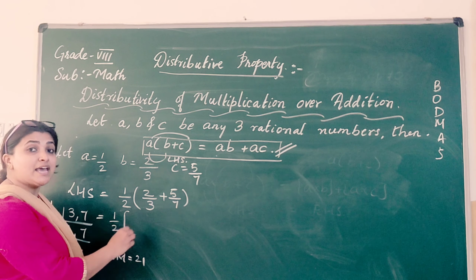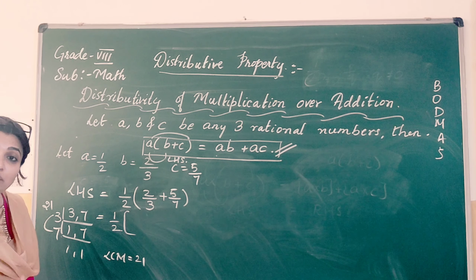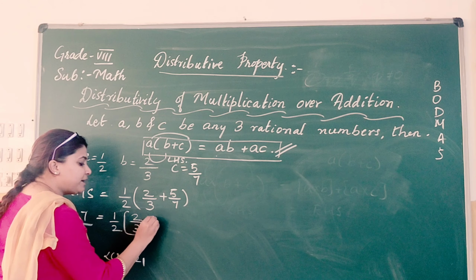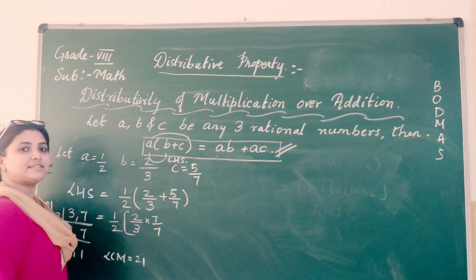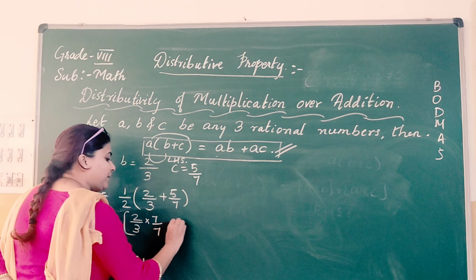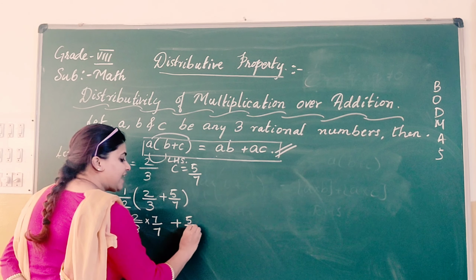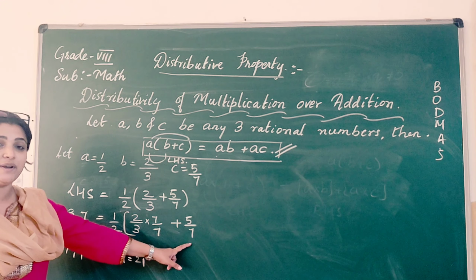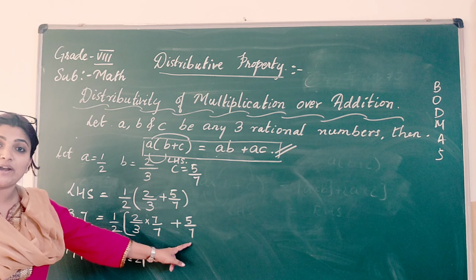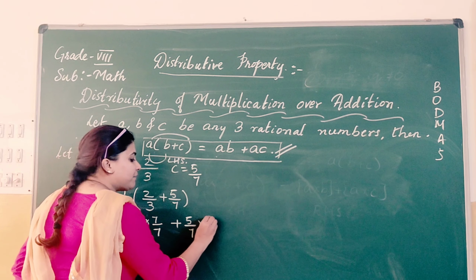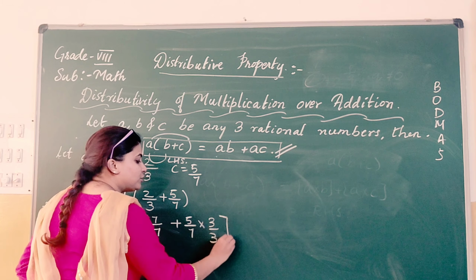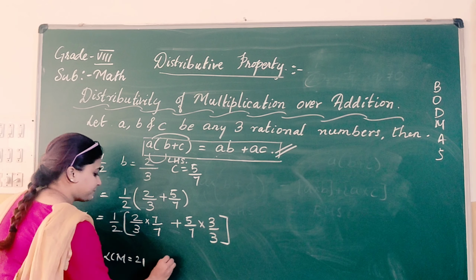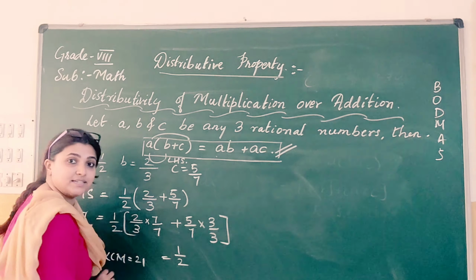Why do I have to multiply? Because I am making my denominators the same. So 2 by 3 multiplied by 7 divided by 7. Clear? Now plus 5 by 7, right, as it is. Now I have to get what? 21, right? 7 ones are 21. 7 3s are 21. So I will multiply my numerator and denominator both by 3. Correct? So now next, 1 by 2, right, as it is.